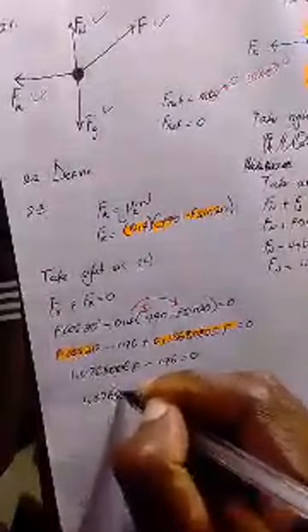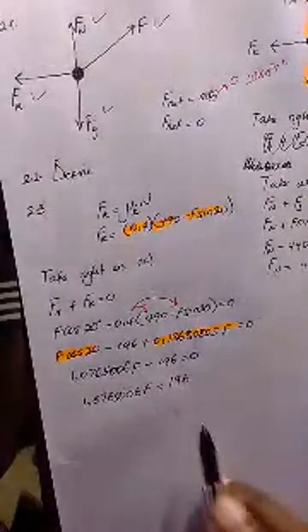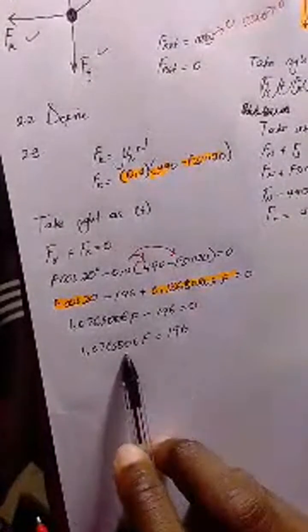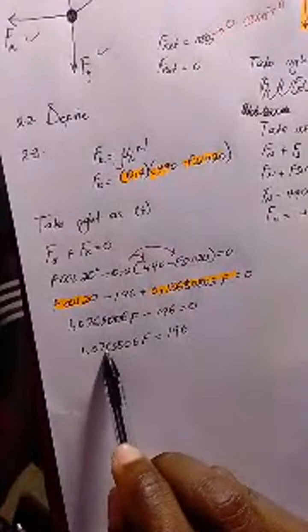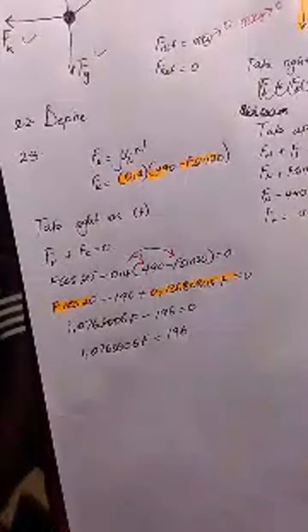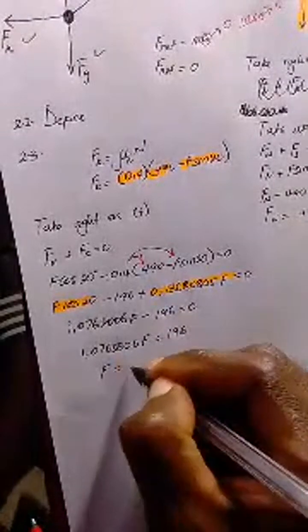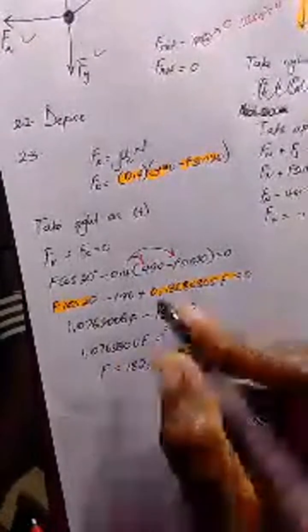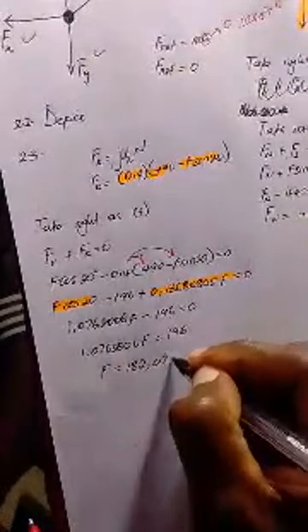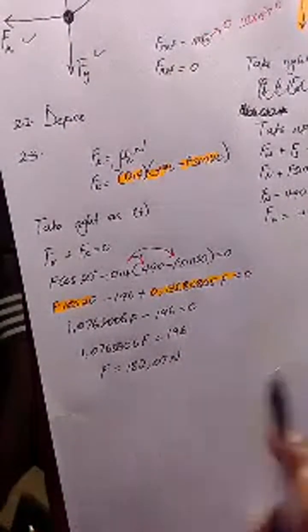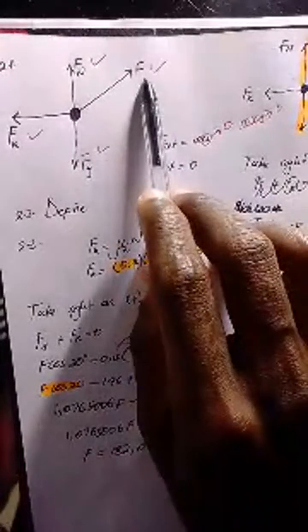So we have 196 positive. We transpose. And then now we divide both sides by 1.076506. And then we are left with F, which equals 182.07 Newton. Because it's positive, it is definitely going to the right, because you can see F is going to the right but up.